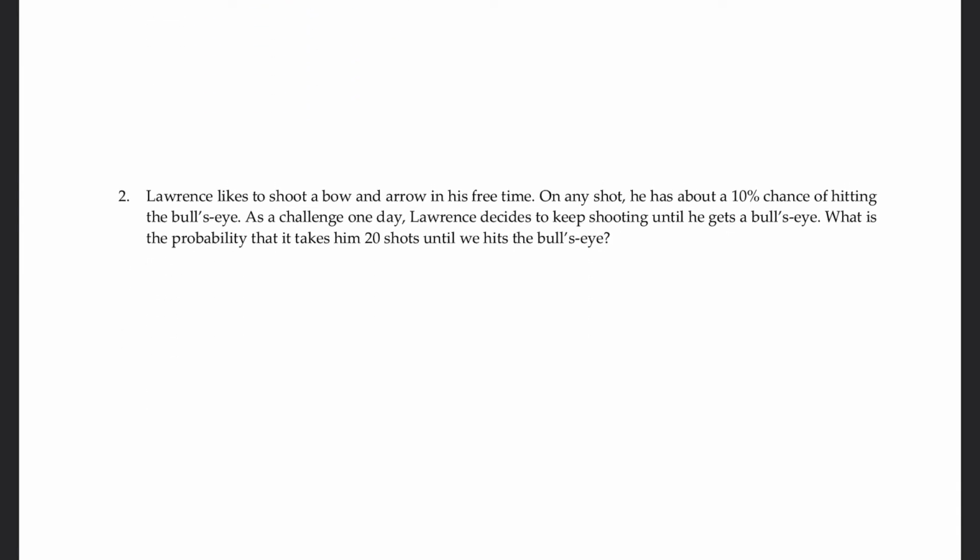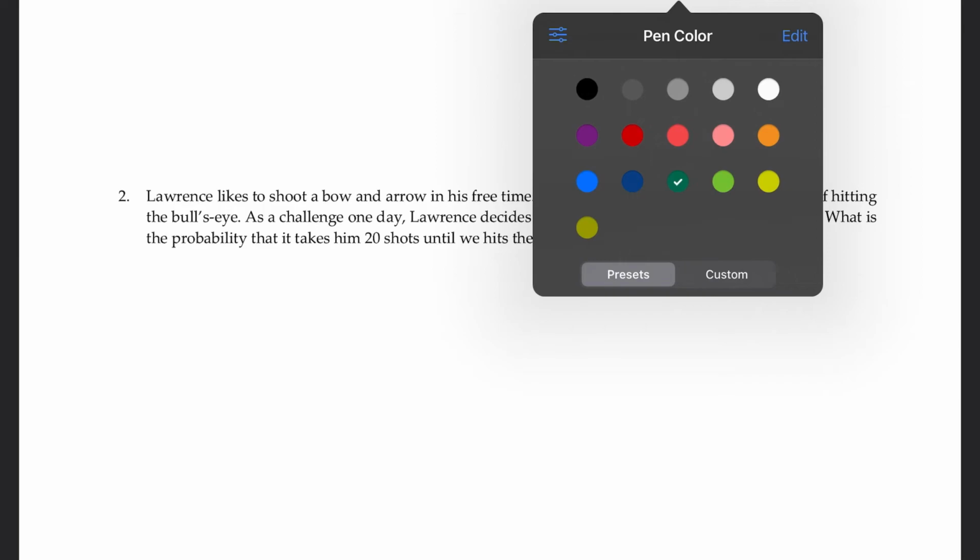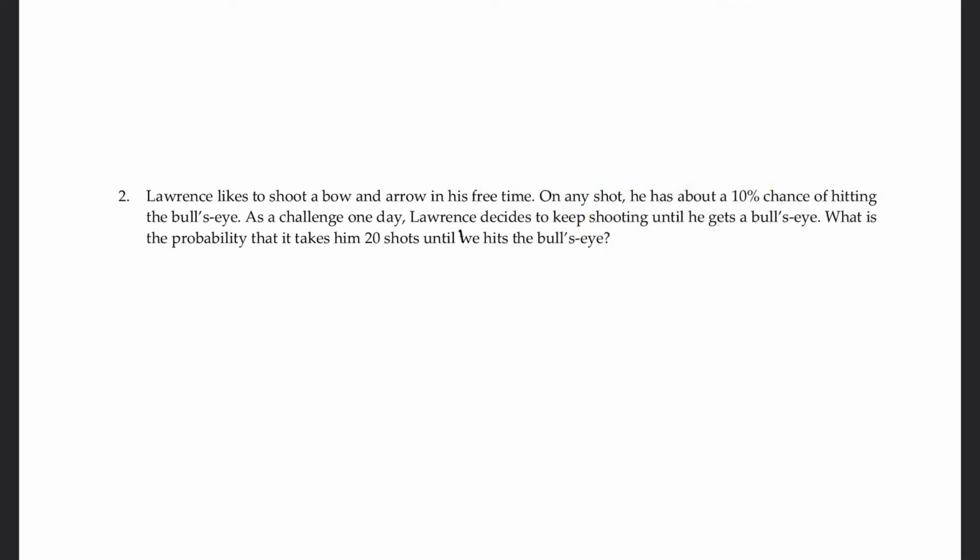Lawrence likes to shoot a bow and arrow in his free time. A little weird, Lawrence, but you do you. On any shot, he has about a 10% chance of hitting the bullseye. As a challenge one day, Lawrence decides to keep shooting until he gets a bullseye. What's the probability it takes him 20 shots until he hits the bullseye? I don't know why that says he hits. I guess he is Gollum.